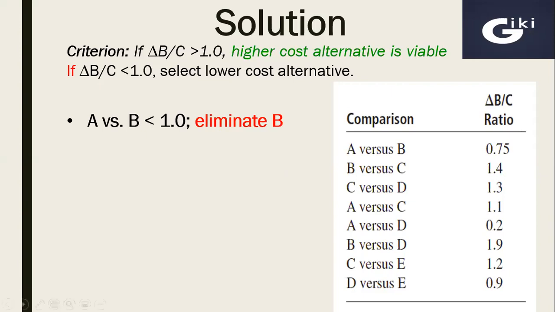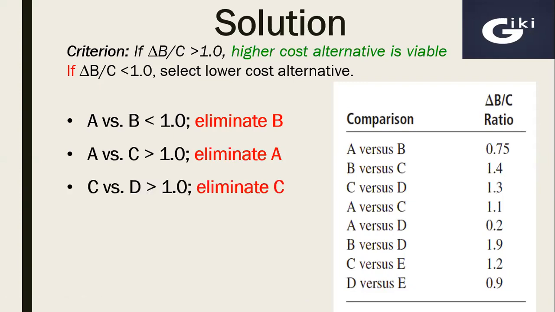Then we'll compare A with C. A versus C, incremental B over C ratio is greater than 1. In that case, we'll eliminate A, that is the defender, because the challenger is economically justified. Now we need to compare C with D. So where is C versus D? Here we have 1.3, which is greater than 1. So on the basis of incremental B over C ratio, the challenger is justified. So we have to eliminate the defender, that is C.